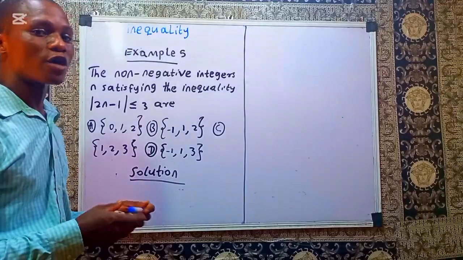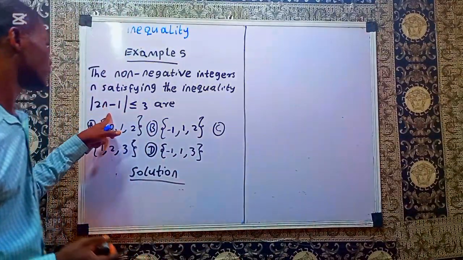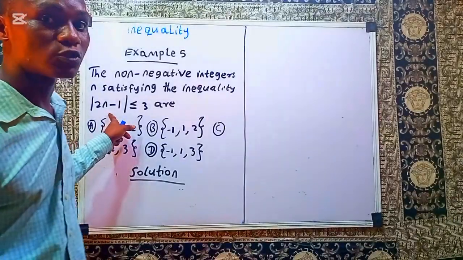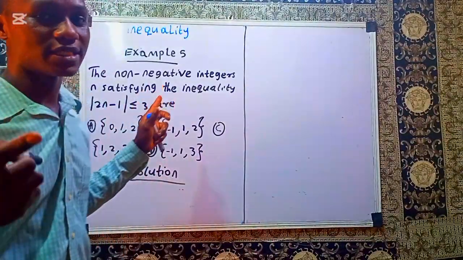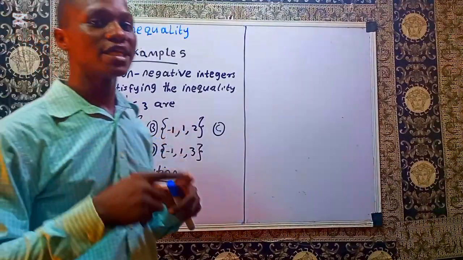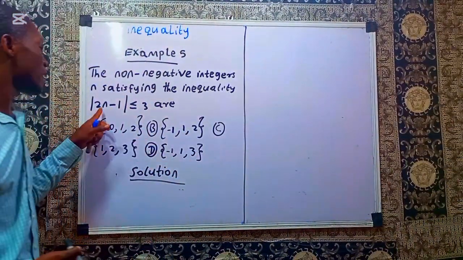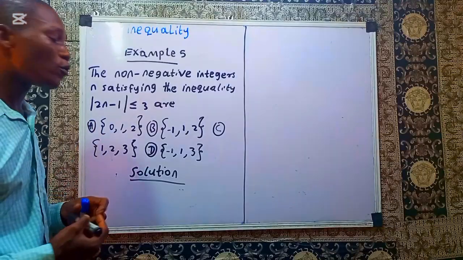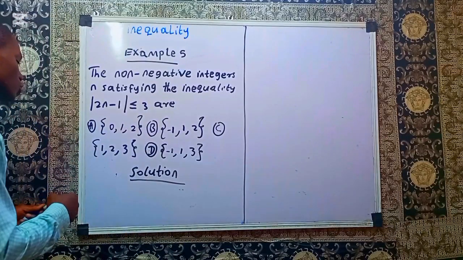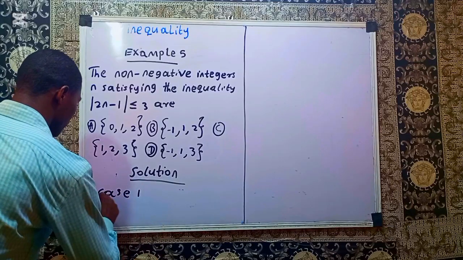So solve it formally. We are going to break this into two cases, because we are having absolute value. That's why we are breaking it into two cases. So we have a case for the definition of absolute value if the quantity is positive, and a case if the quantity is negative, because 2n minus 1 can be negative or positive. So we are going to consider case 1.